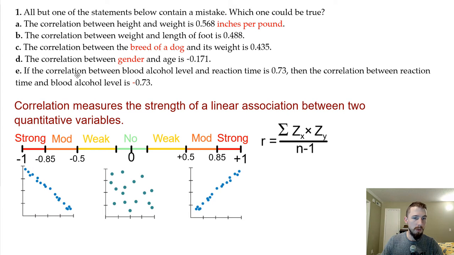All right, so if the correlation between blood alcohol level and reaction time is 0.73, then the correlation between reaction time and blood alcohol level is going to be negative 0.73. The problem with this is actually the commutative property of multiplication. If we switch the order of the z-scores, the z-scores of the x's and the z-scores of the y's, that's not going to change the product or the sum of those products. It's like 2 times 1 is the same thing as 1 times 2, right? So if we switch the order, it's still going to have the exact same correlation. It doesn't become opposite just because we switch the order of the two.